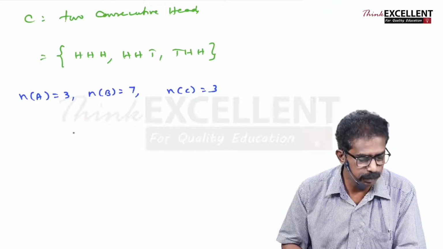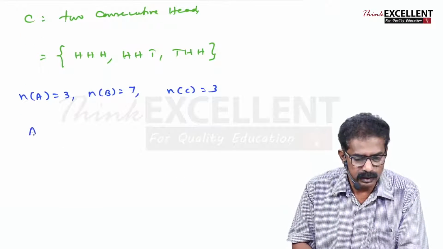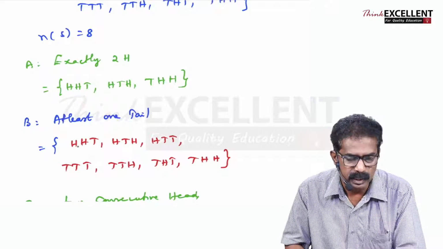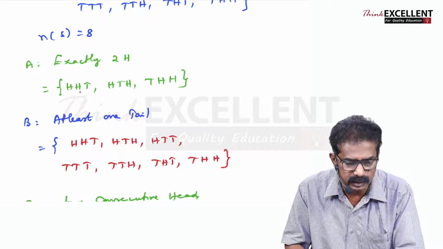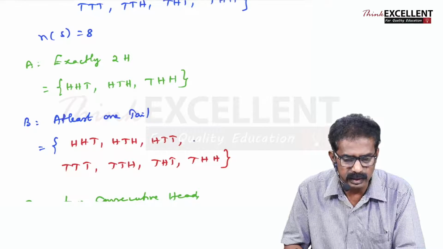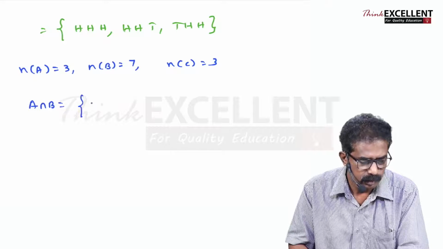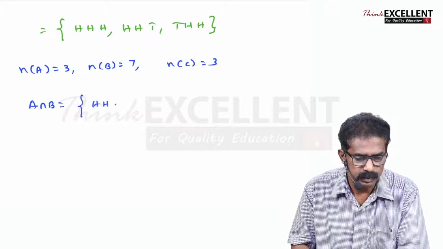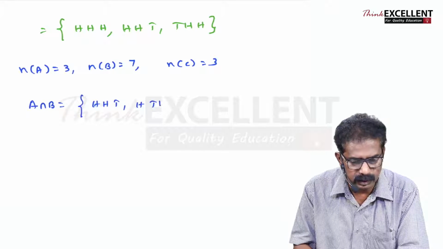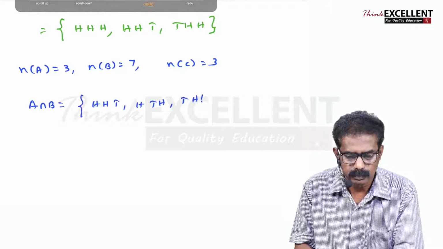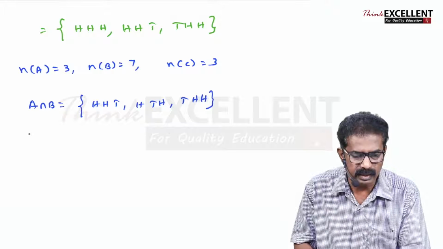A intersection B. Listen, A intersection B means for A and B, what is common? A has only 3 terms, right? So HHT, yes it is there. HTH is there. THH, everything is there. So all the 3 you can write: HHT, HTH, THH. So n of A intersection B is 3.